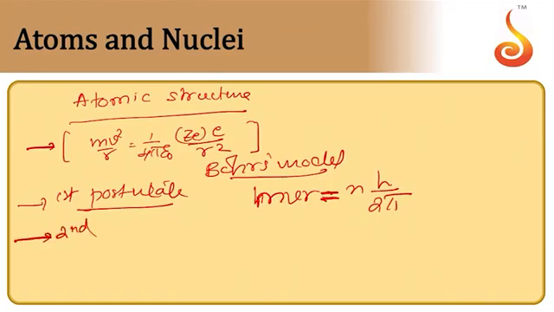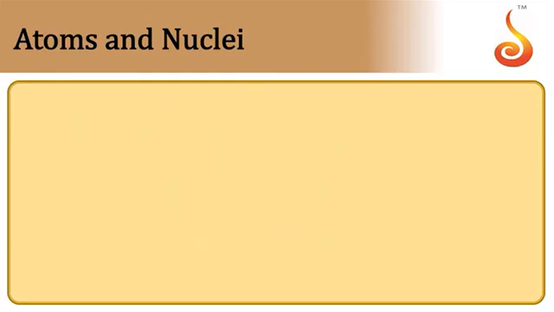The second postulate deals with energy when an electron jumps from one orbit to another orbit, or one energy level to another energy level. So, according to this, whenever an electron jumps from higher energy level to lower energy level, the energy difference is given out in the form of light or radiation of frequency nu. So, E2 minus E1 is equal to h nu. So, this is the second postulate.